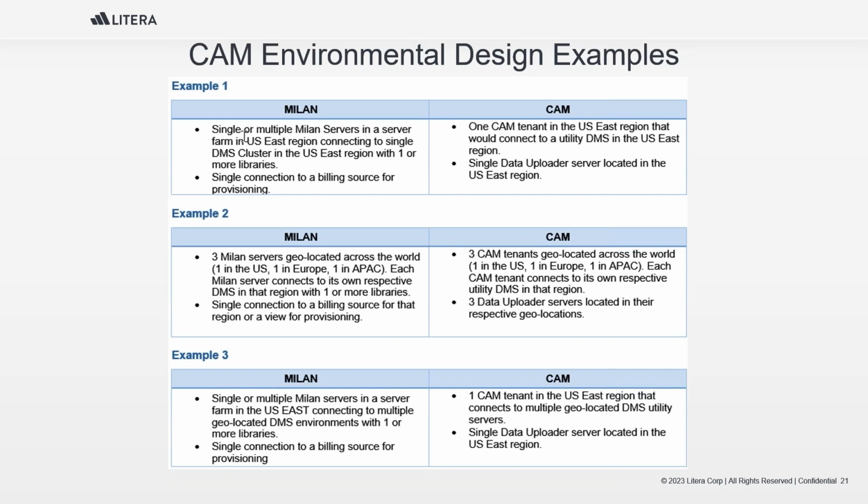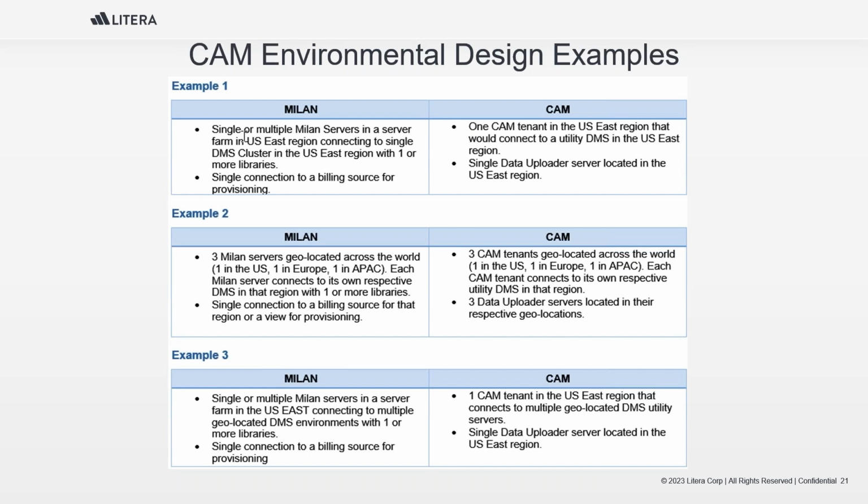In this situation, you have a data residency requirement that requires you to keep your data in a particular region. In your Milan setup, you have 3 servers that are in each geolocation, which are connected to your separate DMS systems. And you have a single source of provisioning. In CAM, you would still need to have your 3 separate tenants in each region that would comply with that data residency requirement. The tenants should be in an AWS region that would correspond to those locations, so you can stay in compliance with the data residency requirement.